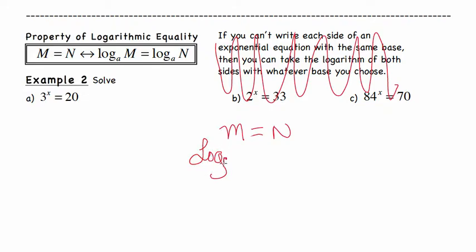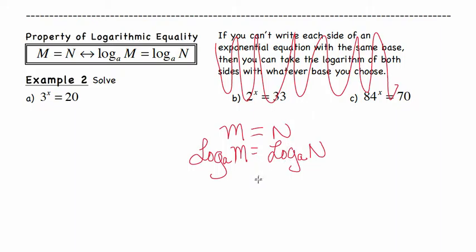So if you look at the rule, it says log base a of m. That just means that a is any base that you want it to be. And again, we usually pick 10 for base a. And then log base a of n would be on the other side, and you would just make sure you match the bases on both sides.